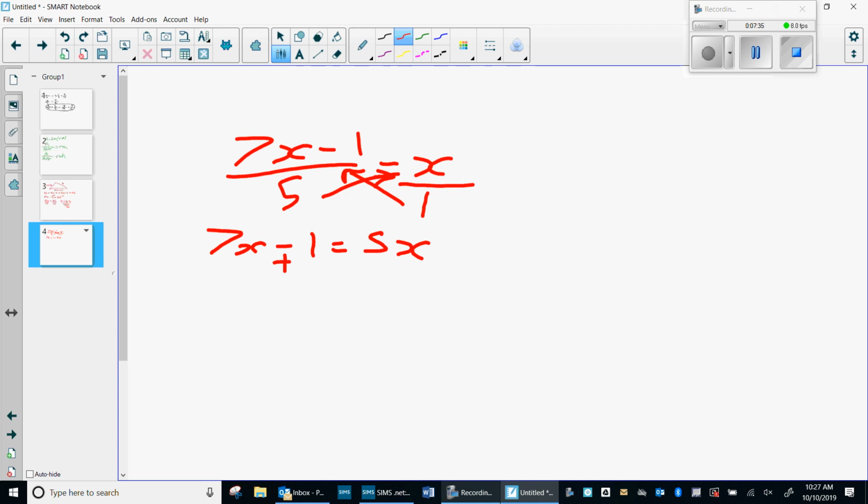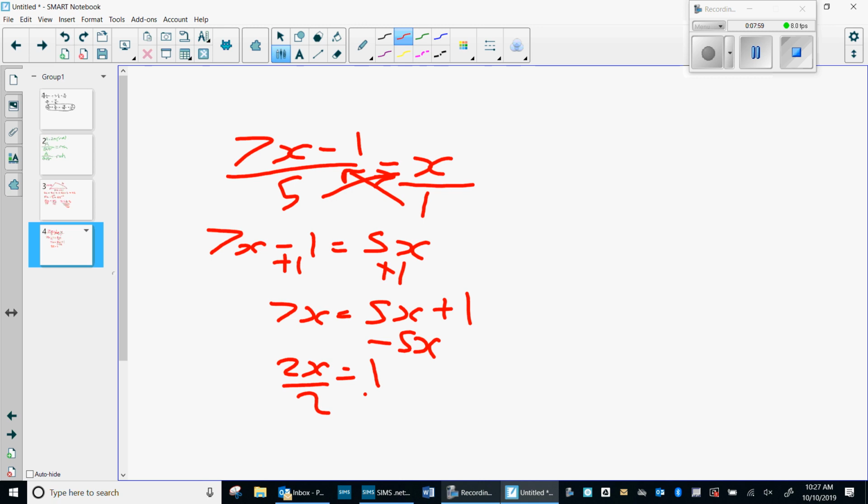So I added 1 on both sides to get 7x equals 5x plus 1. And then I just subtracted 5x on both sides to get 2x equals 1. So then I had to divide both sides by 2 to get x is equal to 1/2. Awesome. Lovely. Thank you.